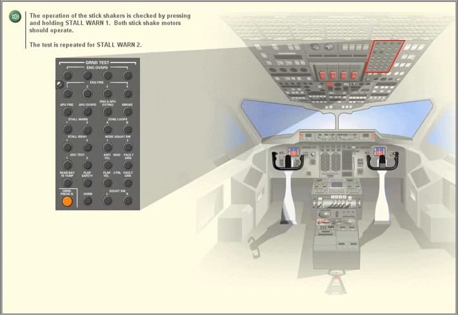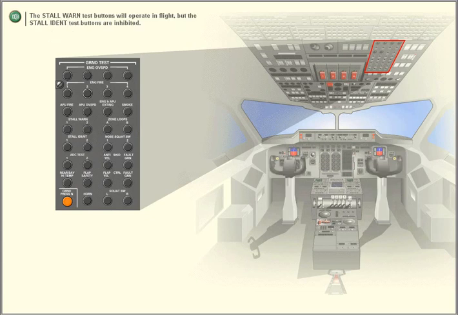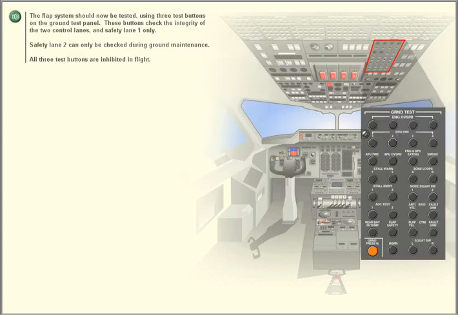The operation of the stick shakers is checked by pressing and holding Stall Warn 1. Both stick shake motors should operate. The test is repeated for Stall Warn 2. The Stall Warn test buttons will operate in flight, but the Stall Identification test buttons are inhibited.